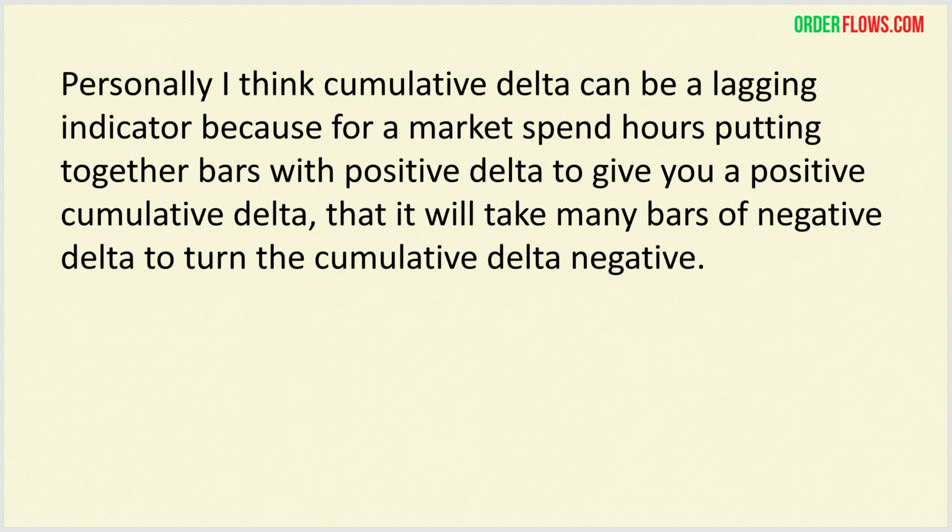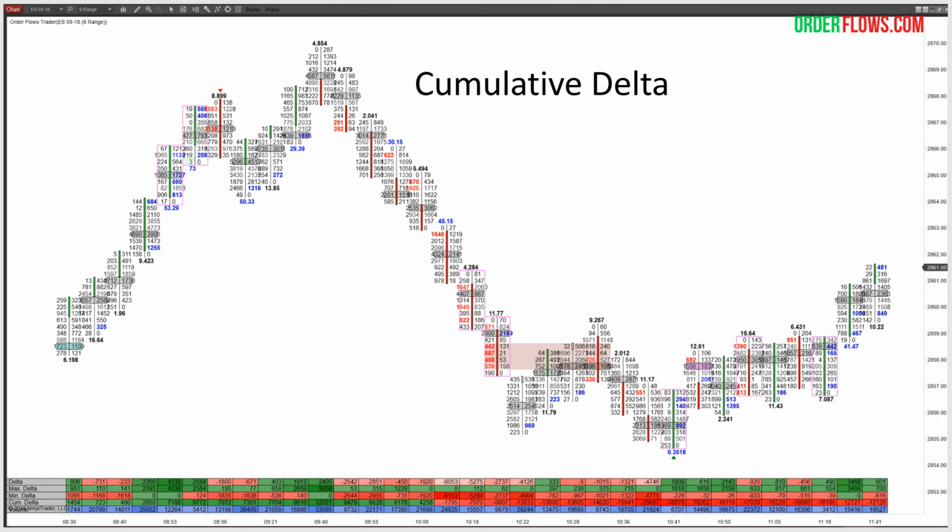Because, you know, imagine if a market spends hours, or the entire evening session, putting together bar after bar of positive delta. It's going to give you a positive cumulative delta, and it's going to take a lot of bars to turn the cumulative delta negative. It's not something that can change really quick.